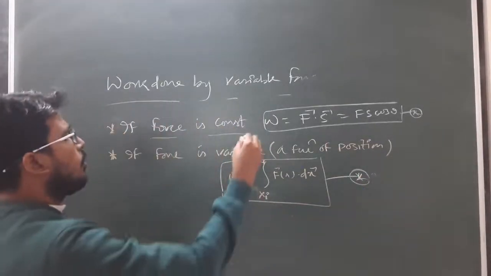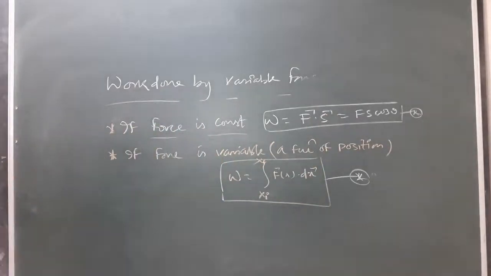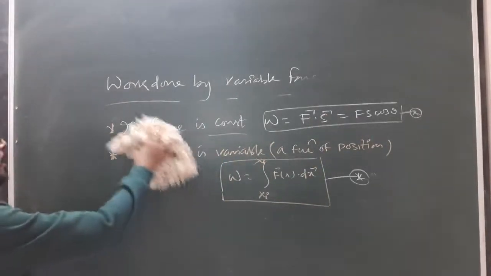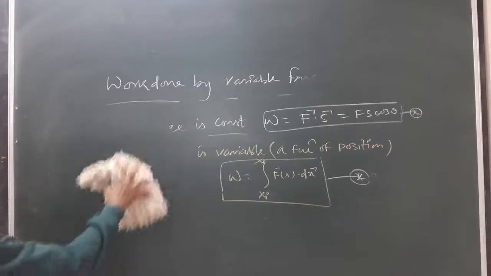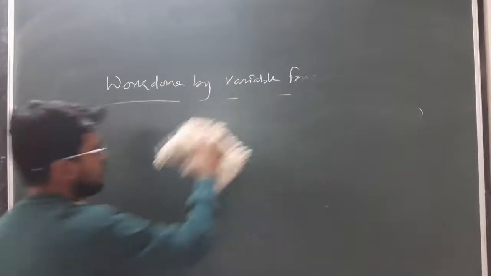Or as we know, work done is a scalar quantity and it is the dot product of F and x. So if force and displacement are given in component forms, then how to find out the work done?